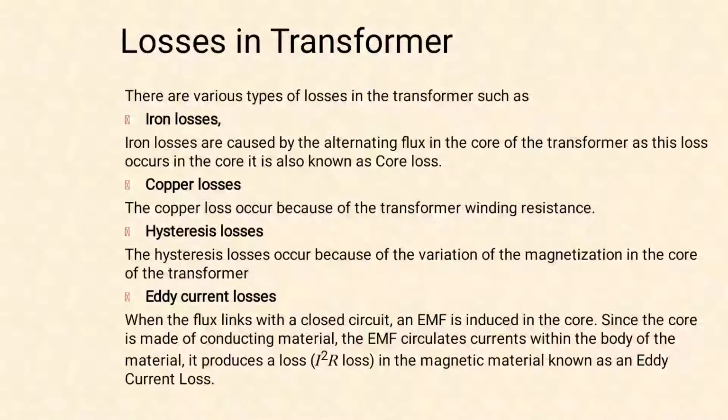Then copper losses occur because of the transformer winding resistance. Because of the winding resistance, there may be a drop in the voltage. That's why this is called the copper losses.